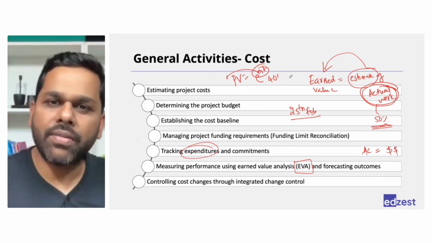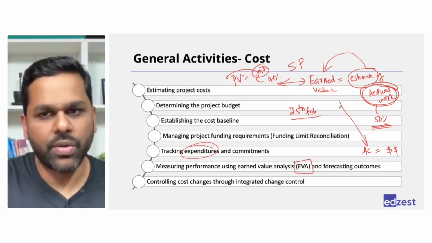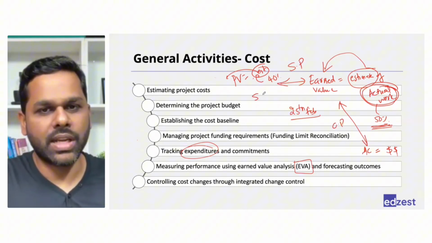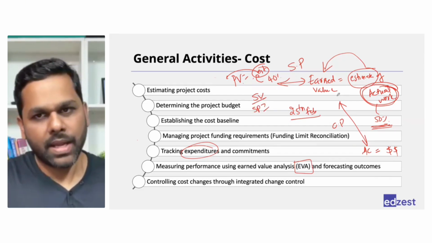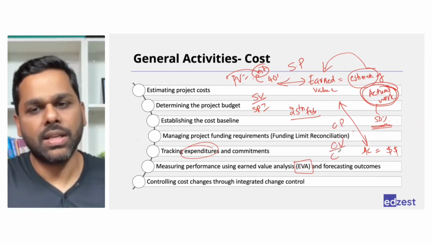Right? When you compare earned value to planned value, you come to know your schedule performance. When you compare earned value to actual cost, you come to know your cost performance. Subtract it, you will get schedule variance. Divide it, you will get SPI. Right? Here, subtract it, you will get cost variance. Divide it, you will get CPI.